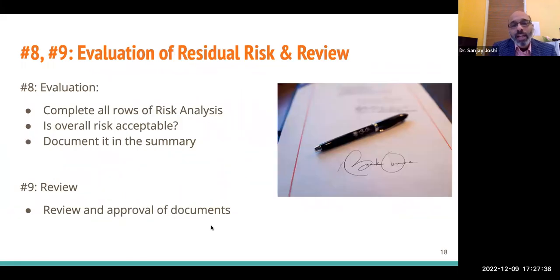So sections 8 and 9 talk about the evaluation of residual risk. So after you're done with all the rows, is the overall risk acceptable? You document that in your report or summary, and then review and approval of all the documents and archiving them in the design history file is section 9.